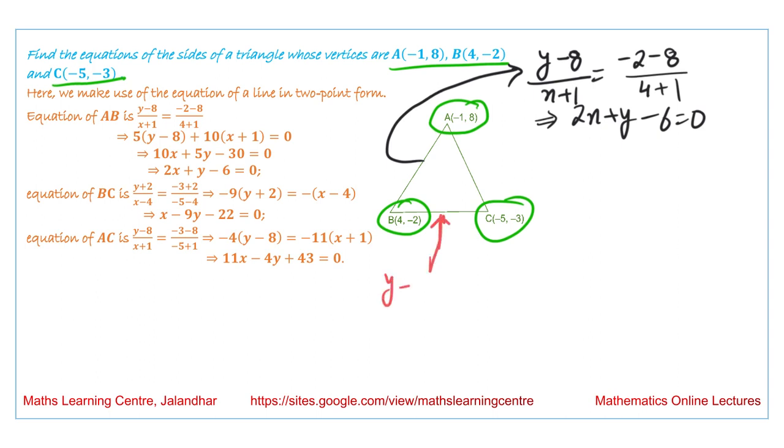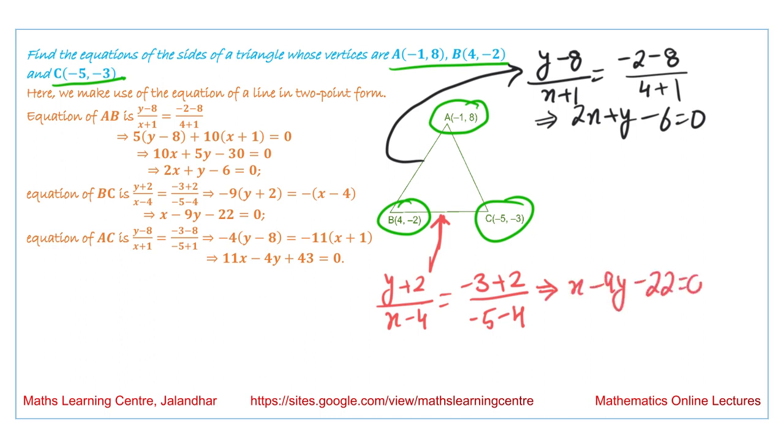Next we are calculating the equation of the side BC. So it is y plus 2 divided by x minus 4 is equal to minus 3 plus 2 divided by minus 4 minus 4. And on solving this, we obtain the equation x minus 9y minus 22 is equal to 0.